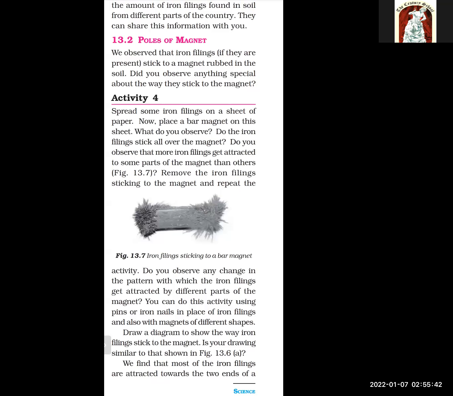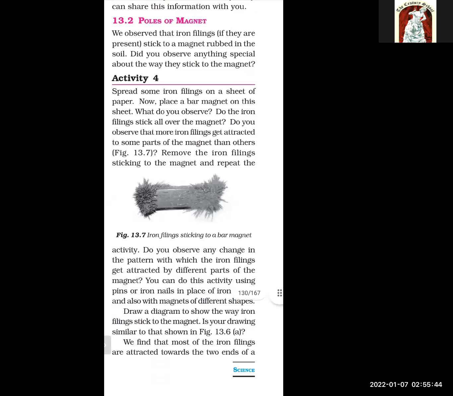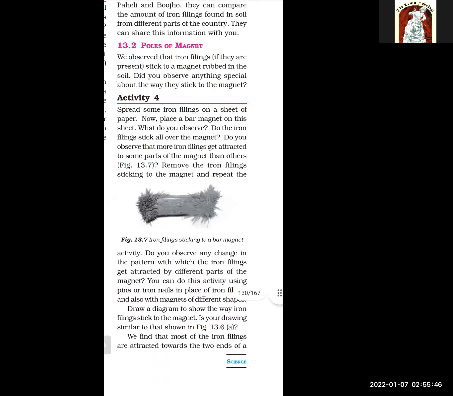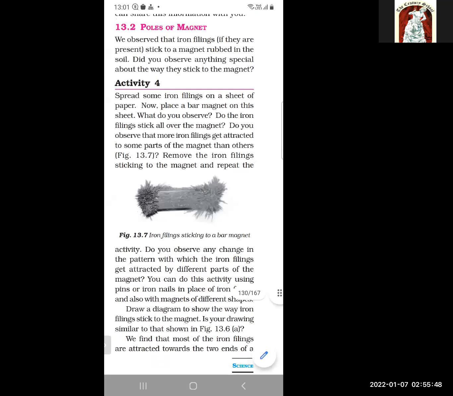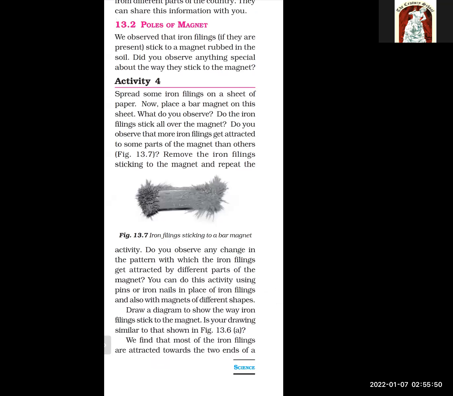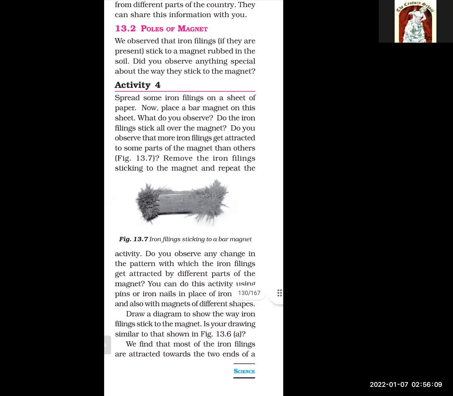In Activity 4, what have we found? The poles of a magnet. So a magnet has two poles. One is the North Pole and the other is the South Pole. So what is Activity 4? Spread some iron filings on a sheet of paper. So firstly, we will take a sheet of paper. Then we will put some iron filings on the sheet of paper.